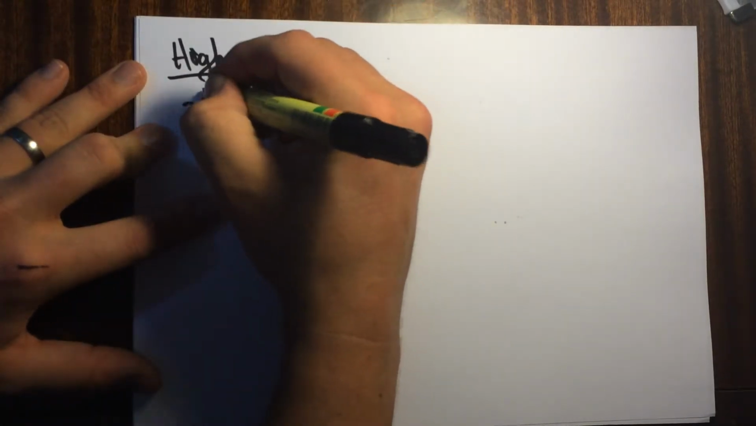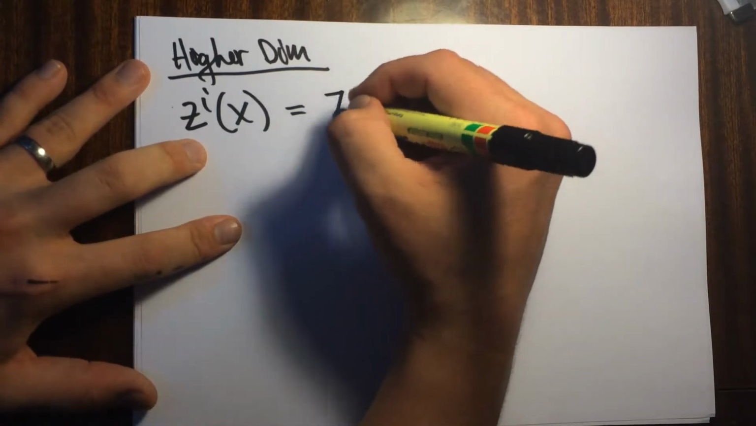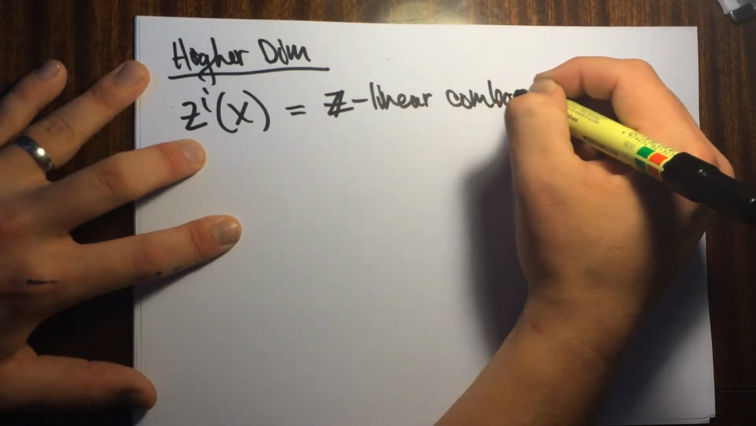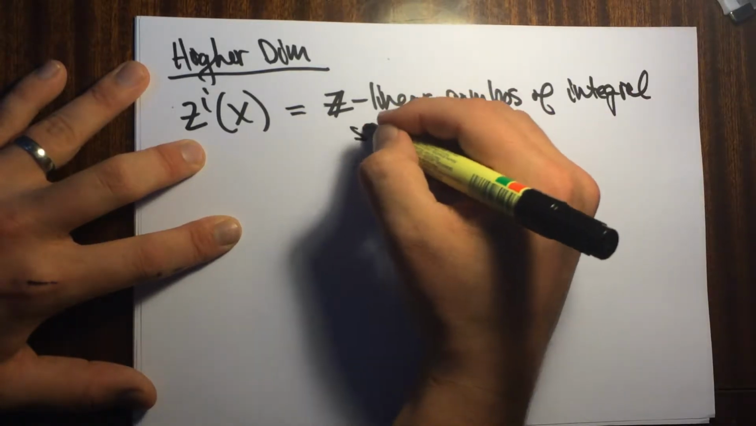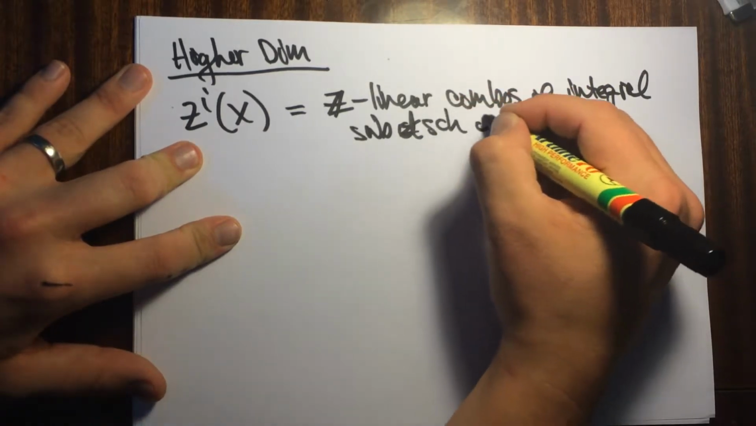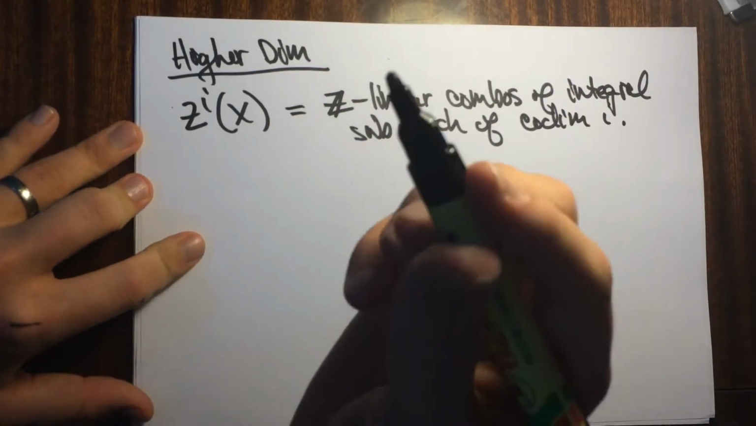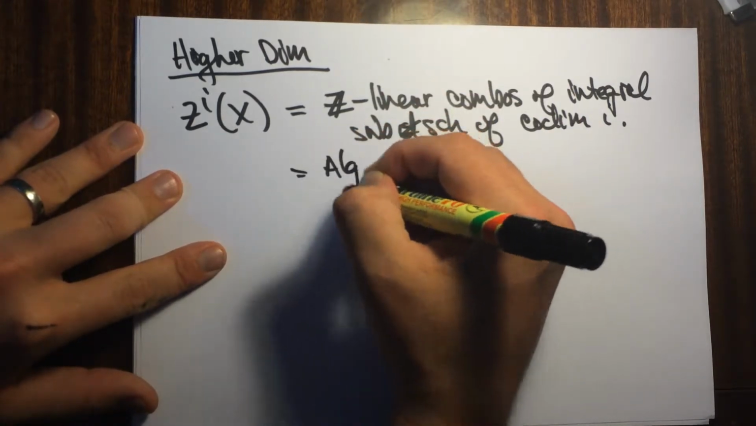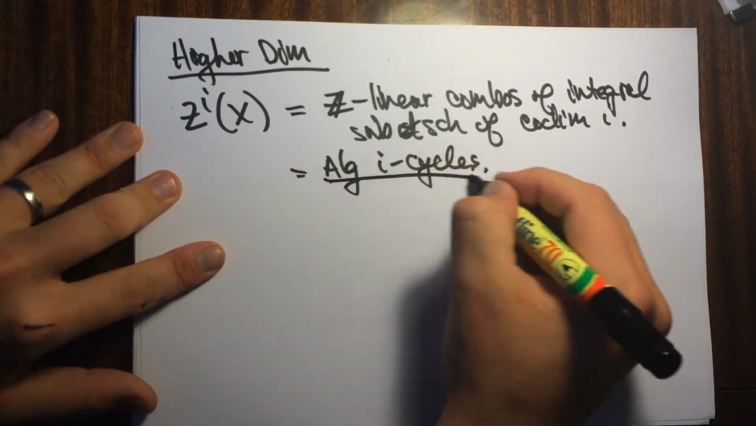Okay, so Z_i instead of Z_1. So this is going to be formal linear combinations of integral subschemes, of closed subschemes of codimension i. Okay, and once we have this, these are called the algebraic i-cycles. Okay, so that's the definition here.